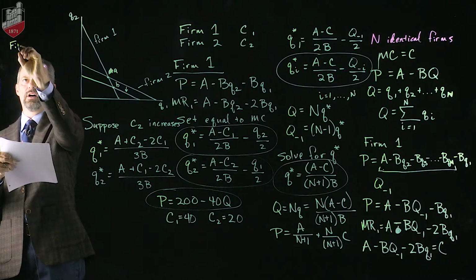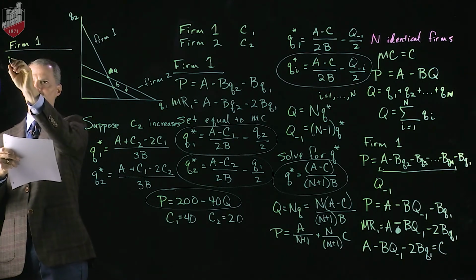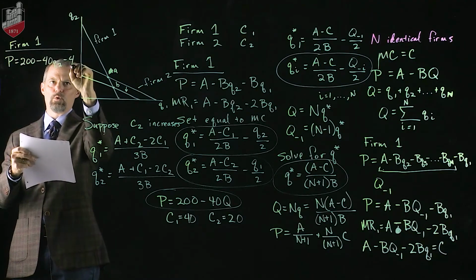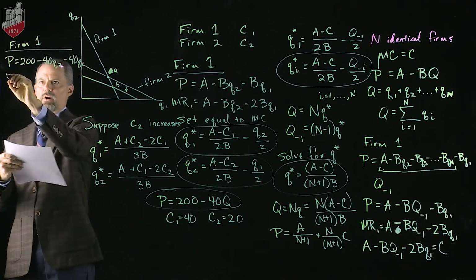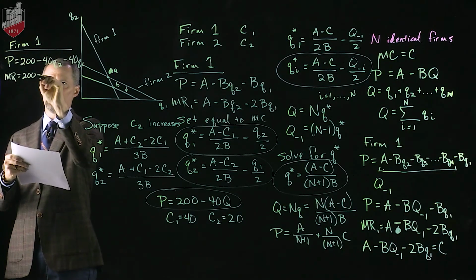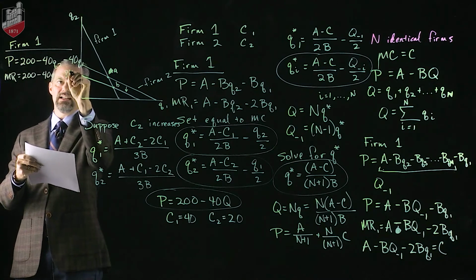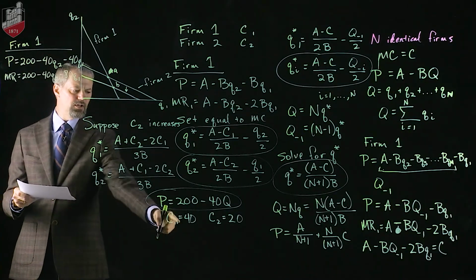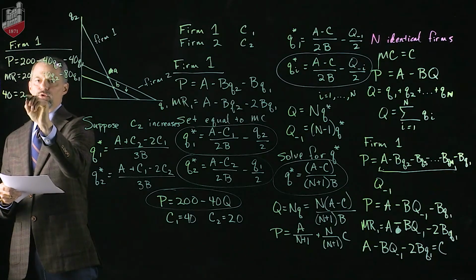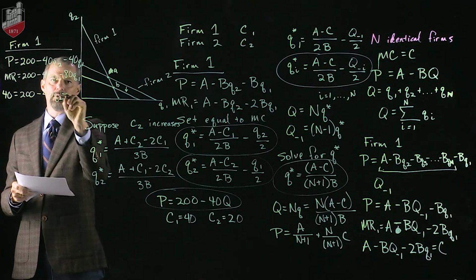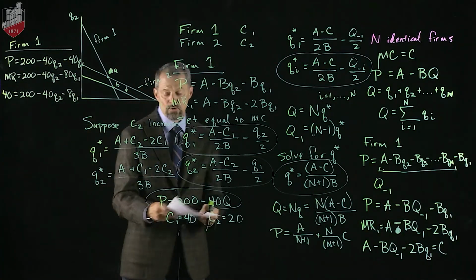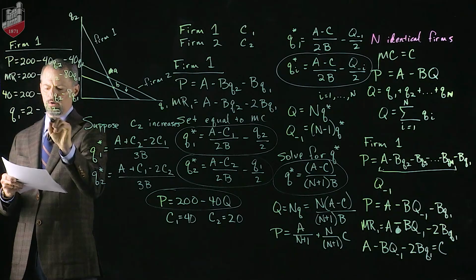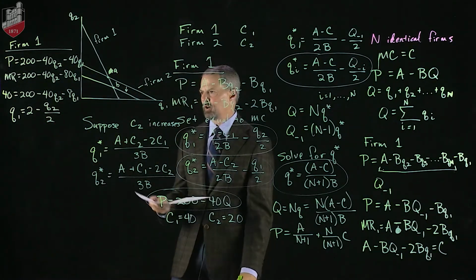So for firm 1, what you're going to get is that it faces a demand curve that looks like this, 200 minus 40 Q2 minus 40 Q1. Its marginal revenue curve would be 200 minus 40 Q2 minus 80 Q1. And then you would set that marginal revenue equal to its marginal cost, which is 40. So 40 equals 200 minus 40 Q2 minus 80 Q1. What you're going to get out of that when you work through it is Q1 is equal to 2 minus Q2 over 2. There's the response function for firm 1.